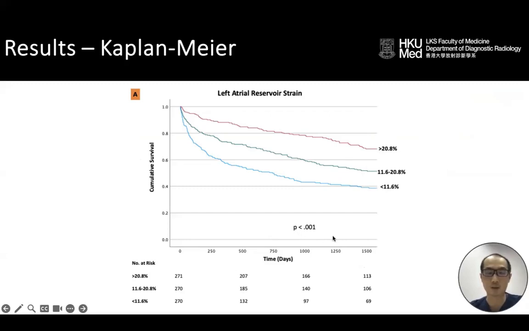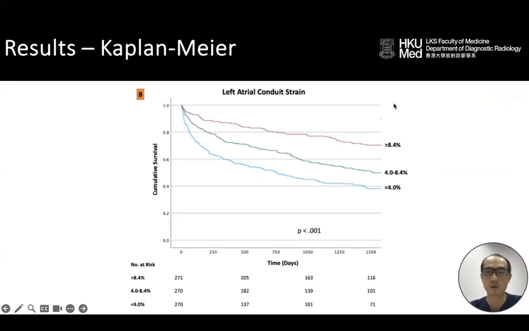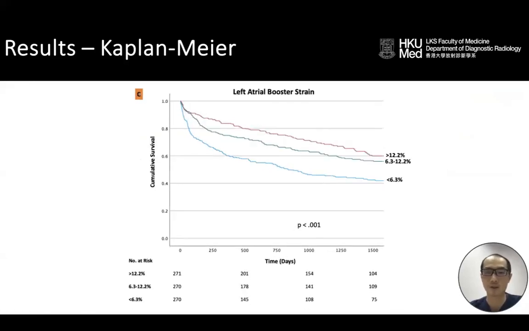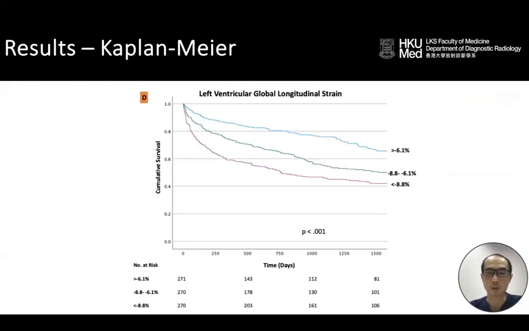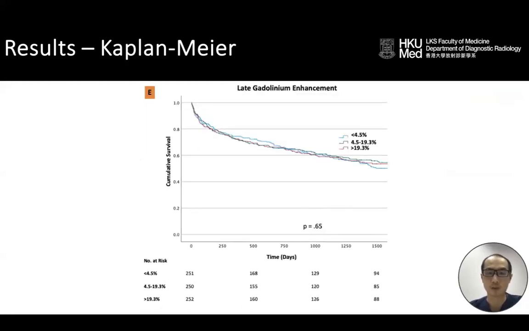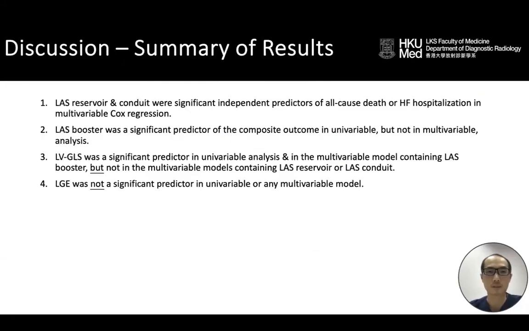These are the Kaplan-Meier plots, and as you can see, the p-value is less than 0.001, with nice separation of the tertiles for LA reservoir strain. This is conduit strain, which again shows similar findings. LA booster strain shows relatively similar findings with maybe not as great separations. Global longitudinal strain, and LGE, which shows no separation of the curves.